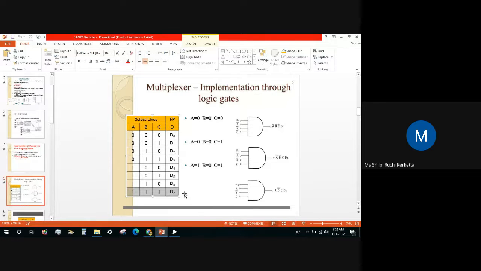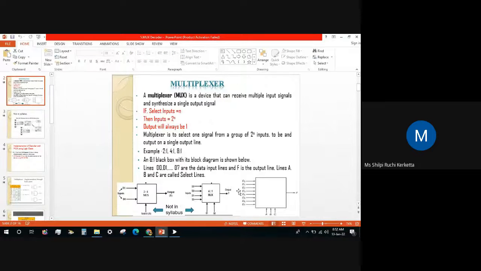How will we make this last circuit? ABC into D7 is also there, na? AB into C into D7. This D7 is also in the input. If we see the circuit, we have to consider all these inputs, okay? To make a circuit, we have to consider all these inputs.